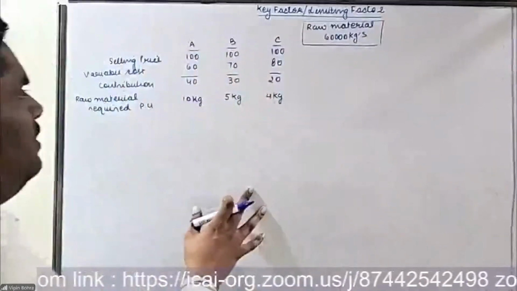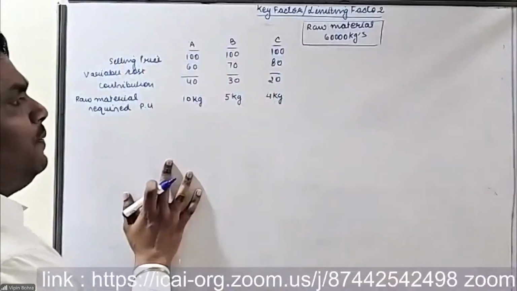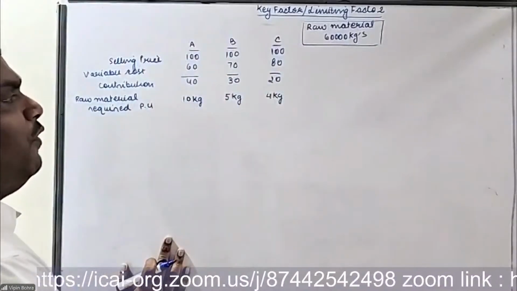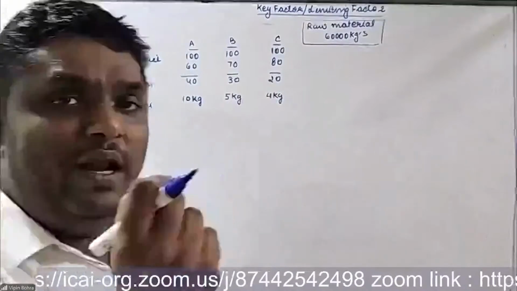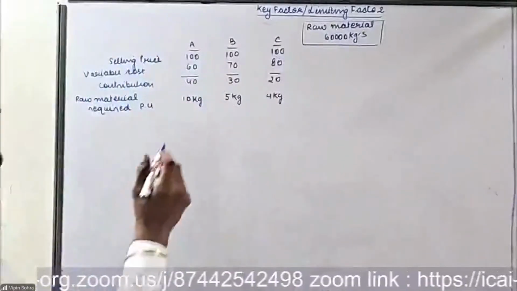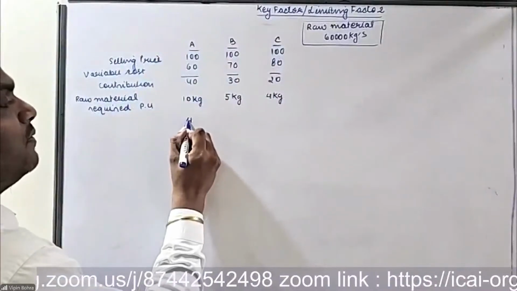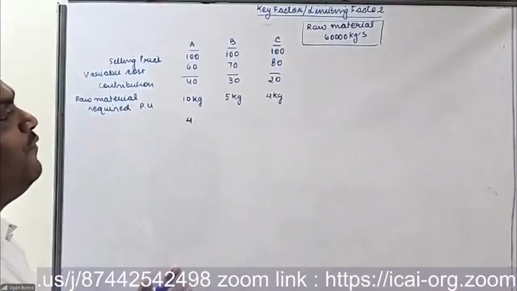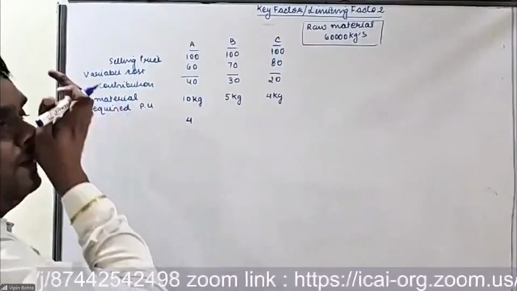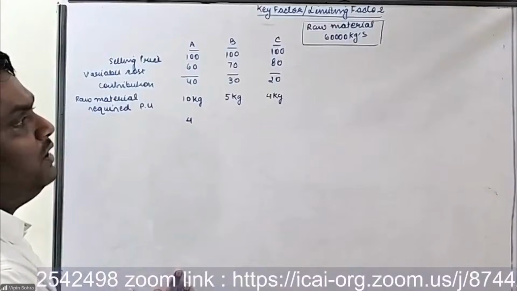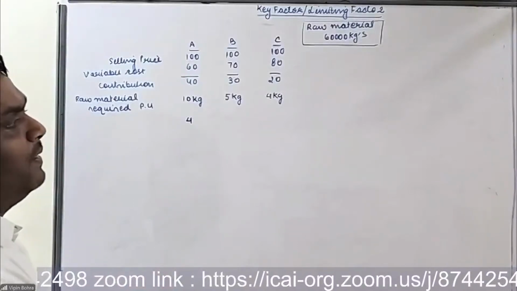So herein, when talking about product A, we are using 10 kgs and we are getting a contribution of 40 rupees. It means for every kg, how much contribution, how much profit am I earning? 4 rupees. I repeat again, we are getting a contribution of 40 rupees per unit after using 10 kgs. So for every kg, I am getting a contribution of rupees 4.